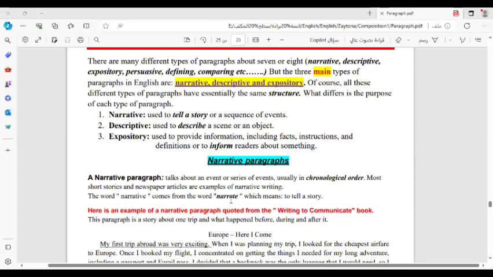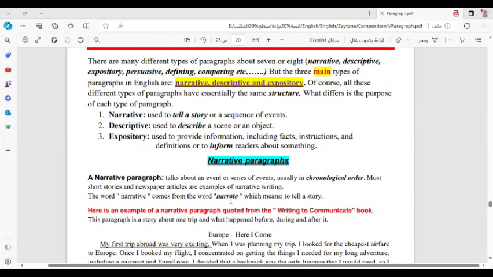So I will share the screen. Last lecture we talked about the first type of a paragraph, right? Which is a descriptive paragraph. Is it right? Yeah. Okay. Can you see my screen?